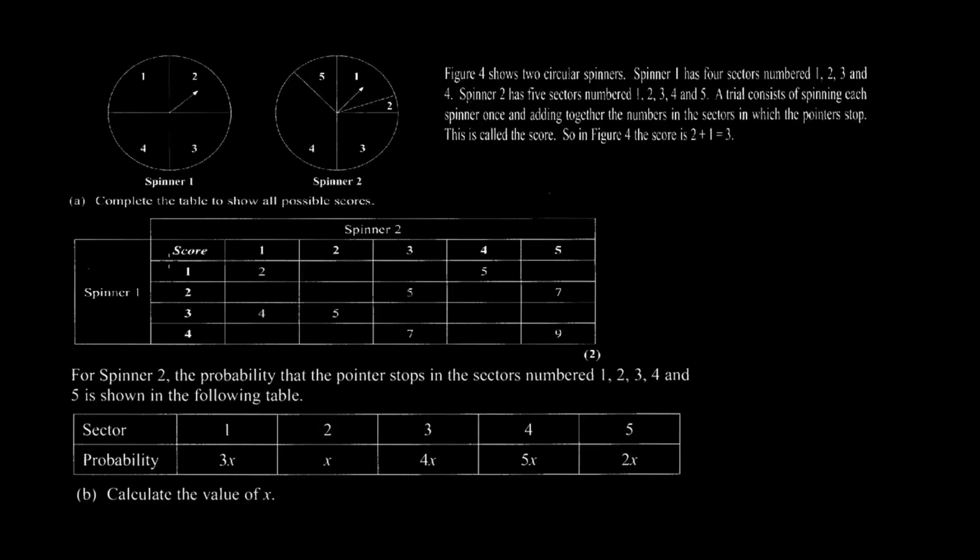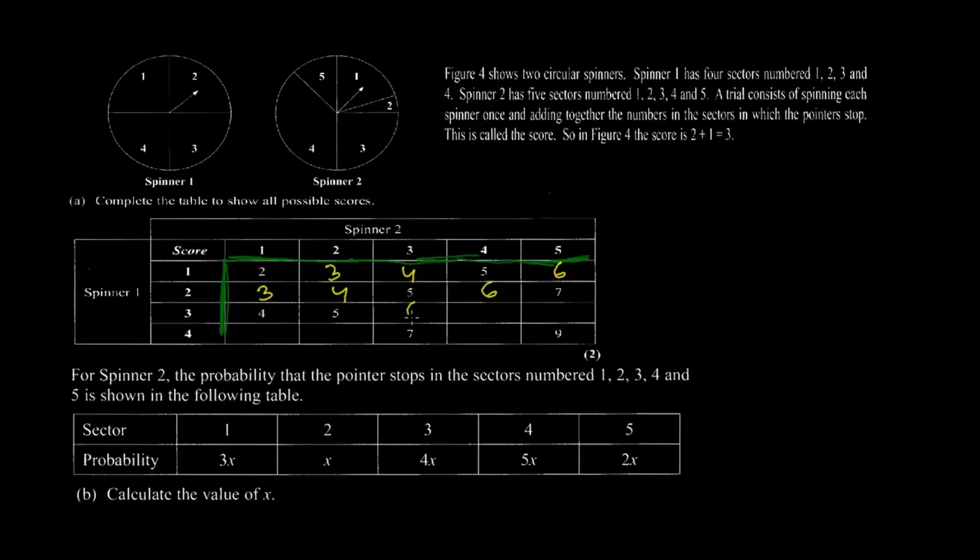So the first table is relatively easy. So this is the first spinner and this is the second one. All you have to do is write down the total. It might appear to be different, but it is actually a straightforward sum. So 1 plus 2 is 3. This is 4 and this is 6. So 2 plus 1 is 3. So this is 4. Then 2 plus 4 is 6.